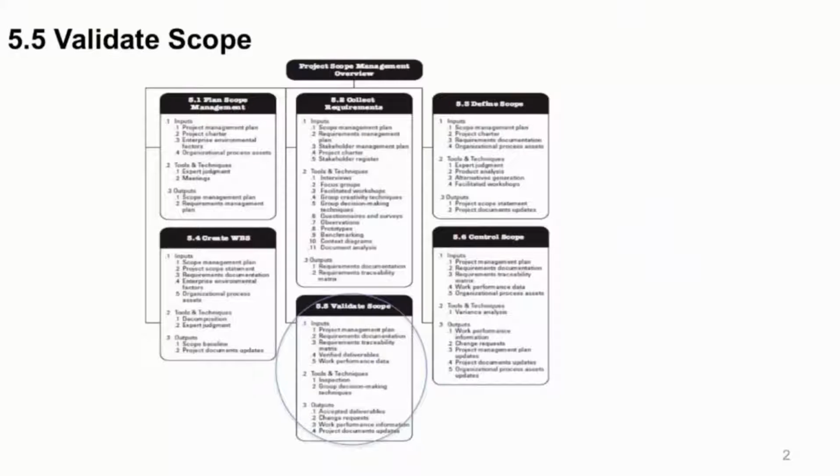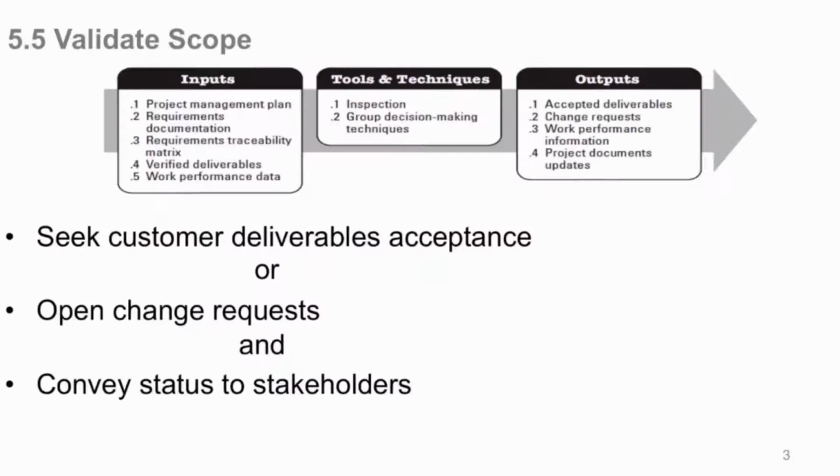But I think it's best if we just complete this knowledge area in its entirety now, not to break it up. It may make more sense to you anyway. So here we go with validation and control of the project scope. There it is, 5.5. Here's our knowledge area overview. So now in a little more detail, here's our ETO diagram.